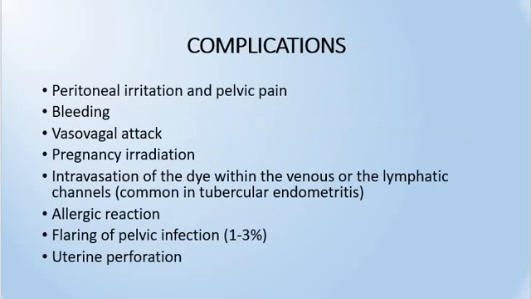Complications of HSG include peritoneal irritation and pelvic pain. There can be bleeding, which at times may be excessive. Vasovagal attack may occur with the HSG. Intravasation of the dye, which we had discussed earlier, into the venous or lymphatic channels is especially common in tubercular endometritis. Then an allergic reaction can occur to the dye. Flaring up of pelvic infection can occur in 1 to 3% of the cases, and uterine perforation can occur rarely. Thank you.